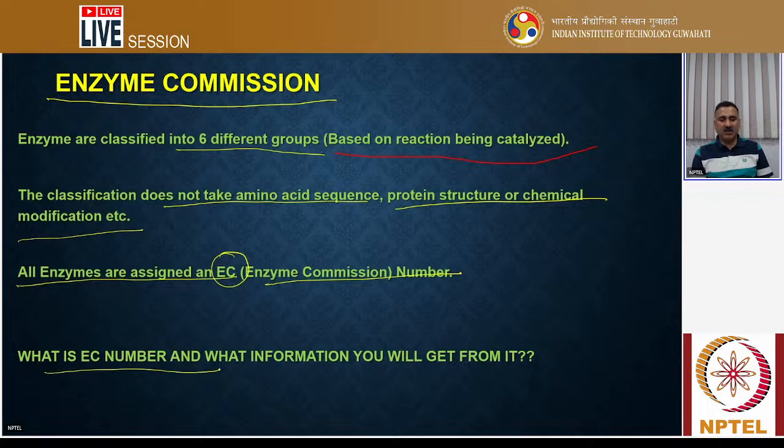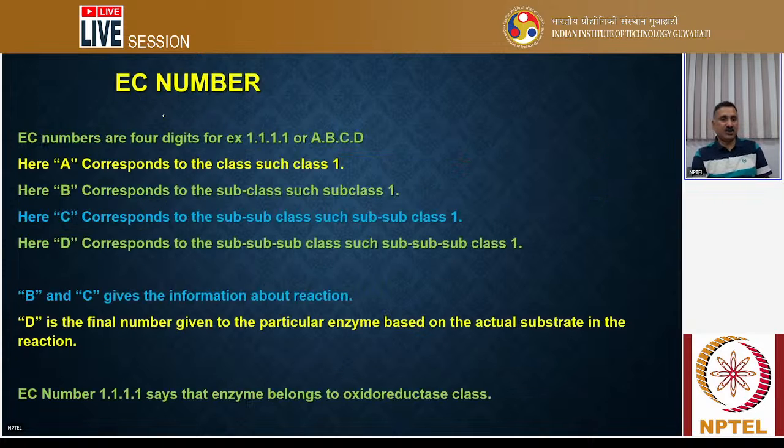And what is the enzyme commission number, and what information will you get? The enzyme commission number is a number which is given to a particular enzyme. And what information will you get? You will get the complete detail of that particular enzyme. Let's see what information you will get when you have the enzyme commission number.